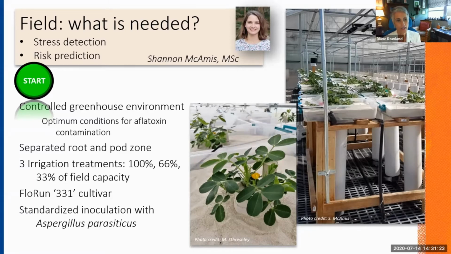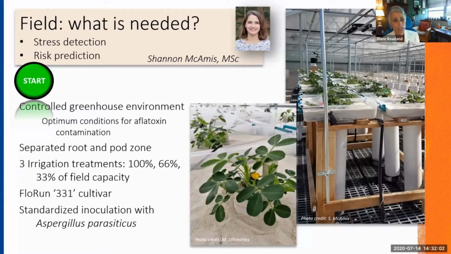So Shannon designed this unique system in which we could isolate the root soil. So those are in the big PVC tall columns. And so we could control the soil water and the stress level within that column separately from the pegging soil. And so you can see the pegging pans then above the root column. And those pans were important for not only controlling the pegging environment, but to also be able to specifically inoculate with aspergillus, so that we could control and standardize the amount of inoculation in each of those pegging pans.